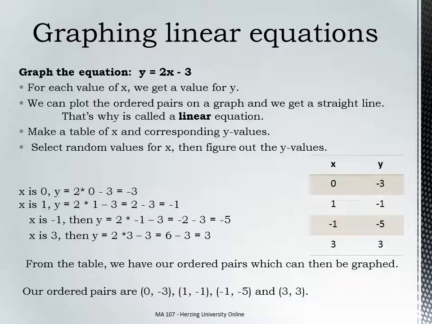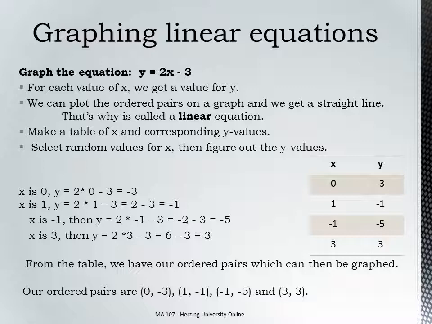Graph the equation y equals 2x minus 3. For each value of x, we get a value for y. We can plot the ordered pairs on a graph and we get a straight line. That's why it's called a linear equation. Make a table of x and corresponding y values.